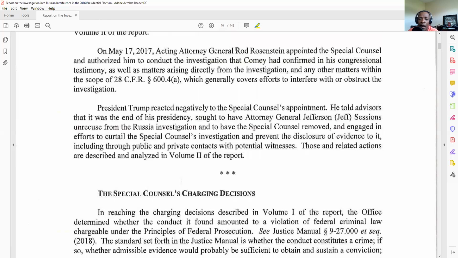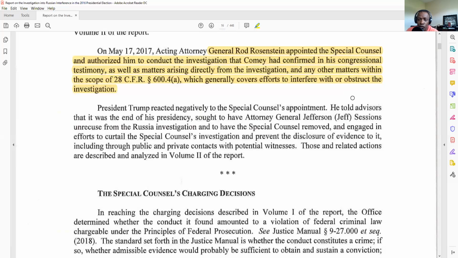So the appointment by then Acting Attorney General Rosenstein authorized the special counsel to conduct the investigation that Comey had confirmed in his congressional testimony, as well as matters arising from the investigation and any other matters within the scope of 28 CFR section 600.4(a), which generally covered efforts to interfere or obstruct the investigation. This is a commentary: this is where the Attorney General's appointment was made public after Comey publicly disclosed the counterintelligence investigation.